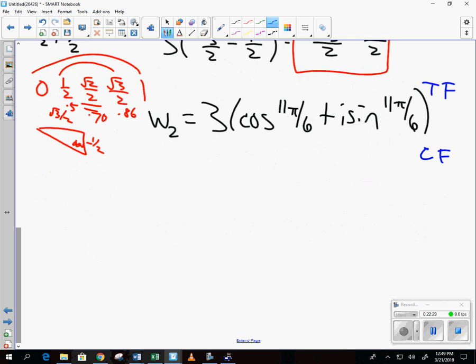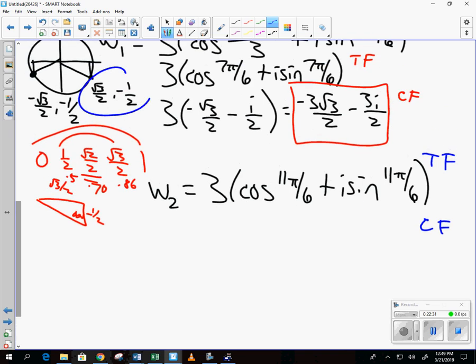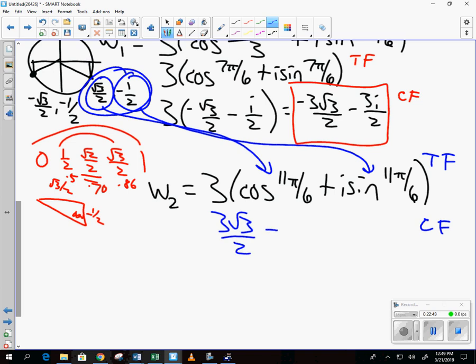And you guys see that if I insert those points in here, you might even want to save yourself a step. You might just want to say, okay, that's my x value. Okay, that's my y value. And so I've got 3 roots of 3 over 2 minus 3i over 2. Okay. All right. Thumbs up, thumbs down, thumbs side.